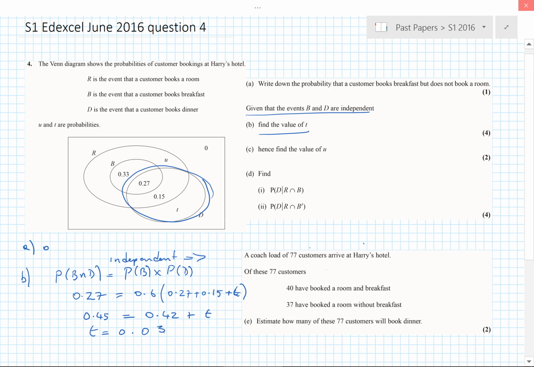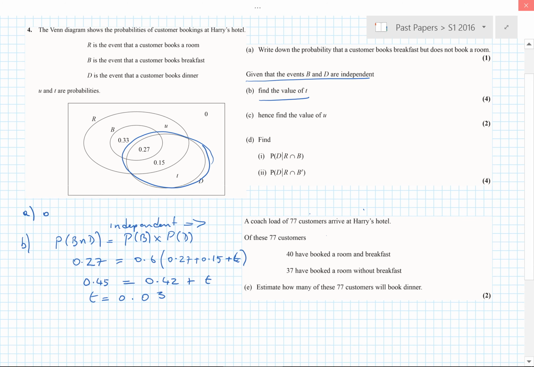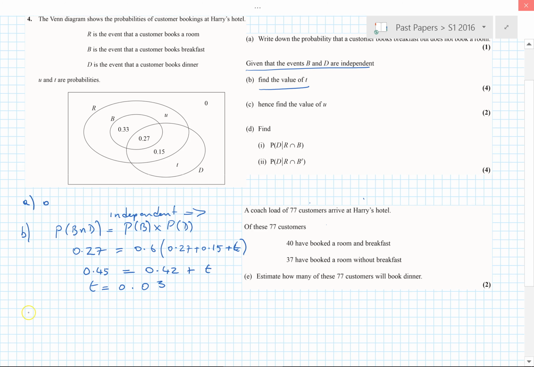Right, so that's part B done, nice and easy, 4 marks. As I say, I don't think that should have posed a problem if we just think things through.